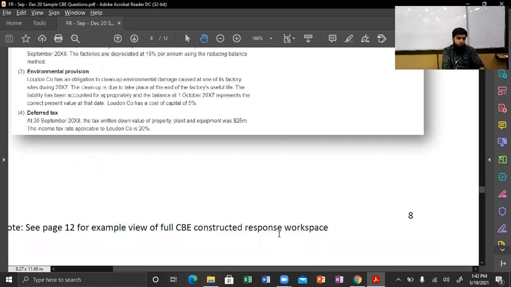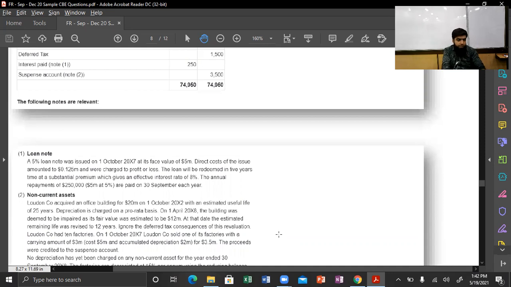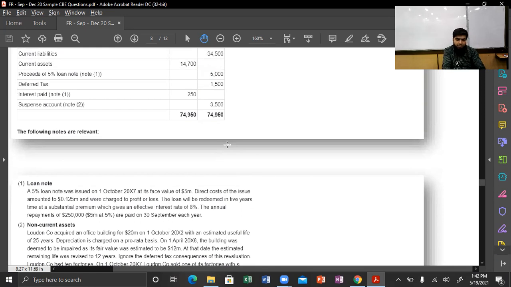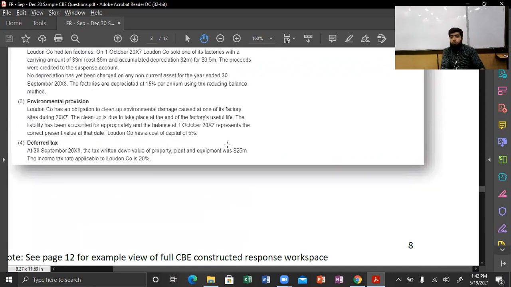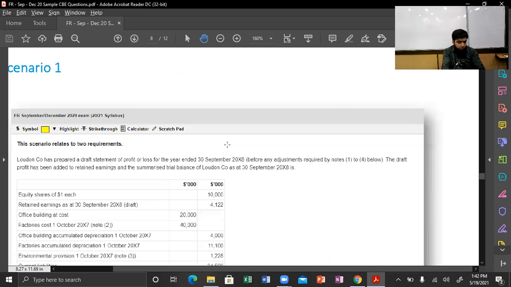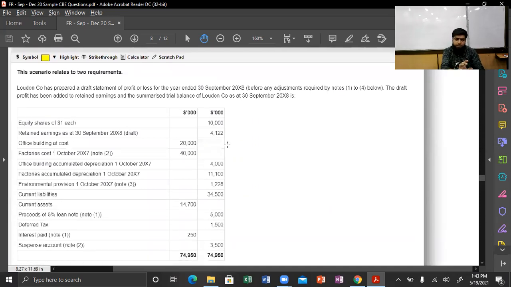Now deferred tax is required to be recorded, and the deferred tax balance is also given in the question, that is 1500, that is the opening balance. And the tax base is given for the property, plant and equipment. Now let's recall the trial balance. Is there any property, plant and equipment?